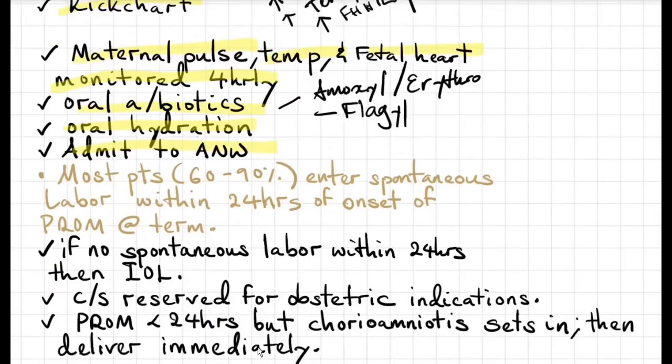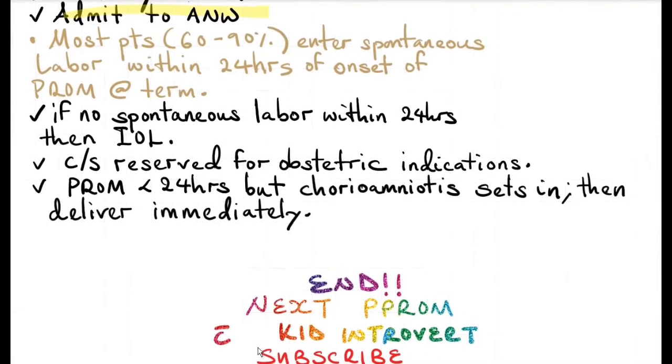Most of the patients, about 60 to 90%, will enter spontaneous labor within 24 hours of onset of PROM at term. But if they have not gone into labor within 24 hours from the time they started draining, then you have to induce this patient to go into labor. So that is induction of labor. Caesarean section is reserved only for obstetric indications like, let's say, fetal distress or unstable lie. For a PROM of less than 24 hours but chorioamnionitis sets in, then you have to deliver this patient immediately.